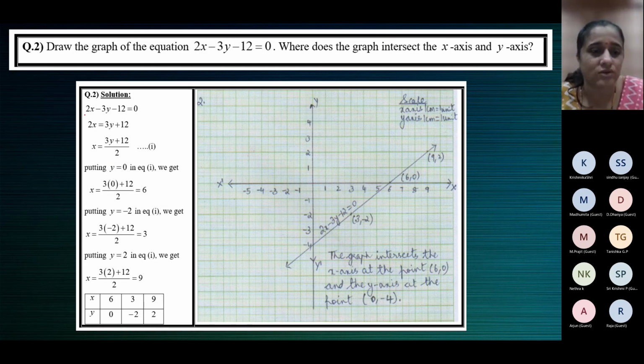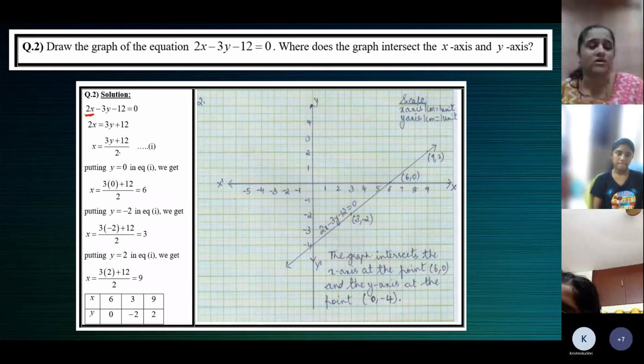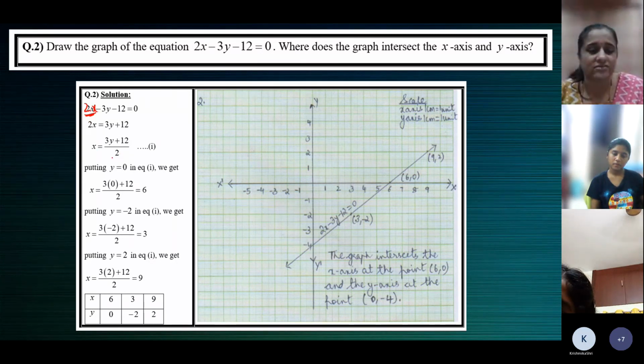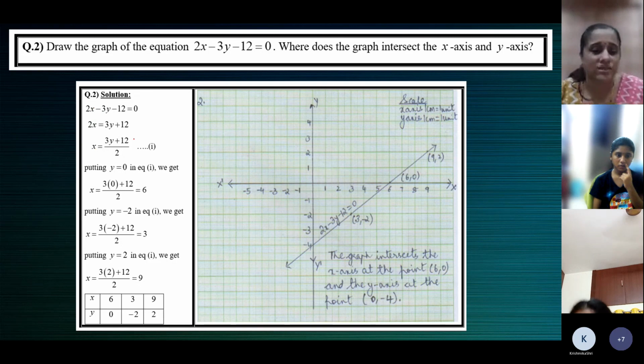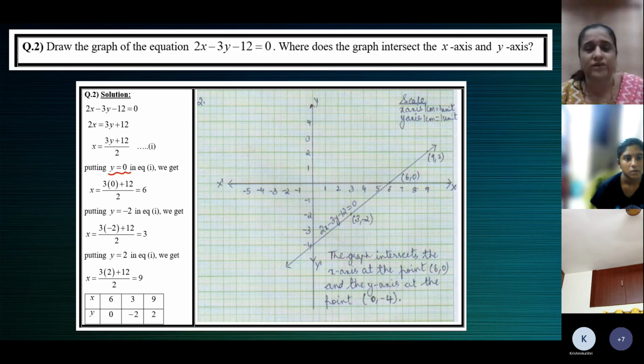So since you have a choice here, you have 2x, write x in terms of y. You will get x is equal to something by 2. This 2 will come for division here. Now, whenever you write x in terms of y, you must give values for y and find the corresponding values of x. See here, I've given values for y. You can give any value for y, but take one value as 0. If you don't take 0 also, it's fine, but it'll be easy.